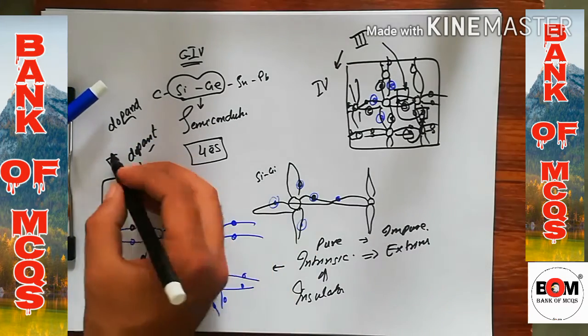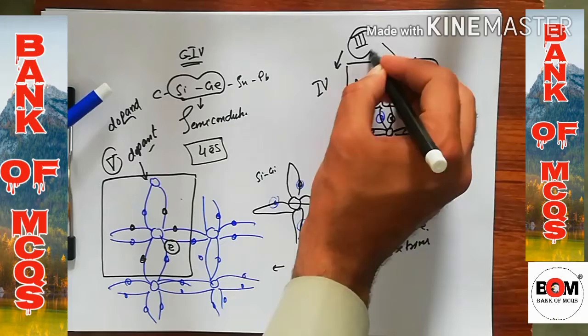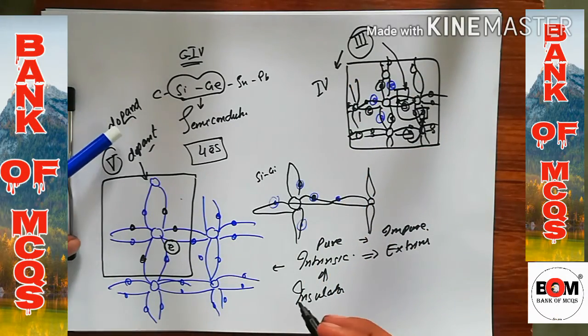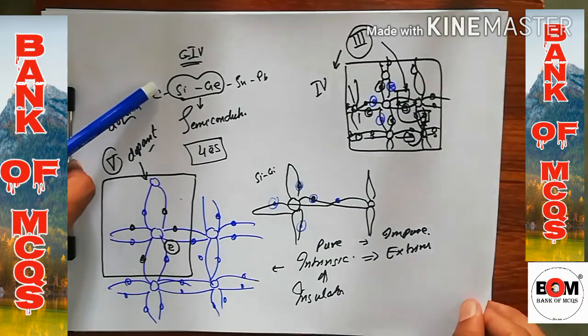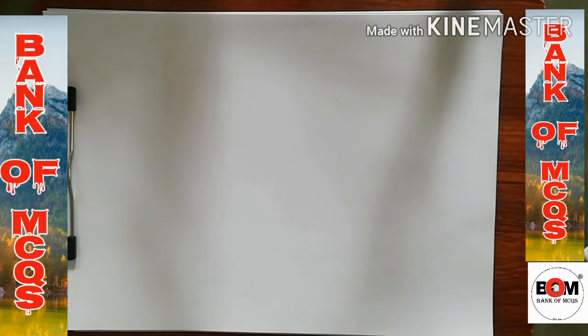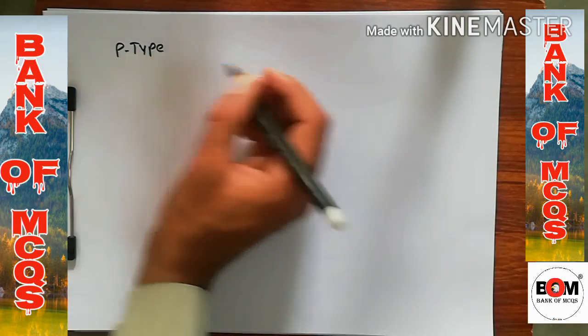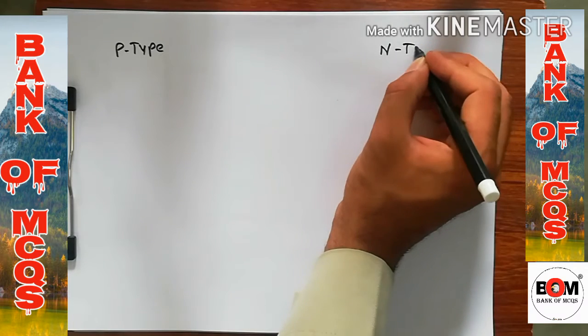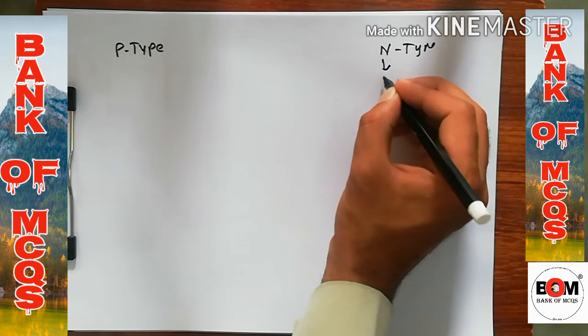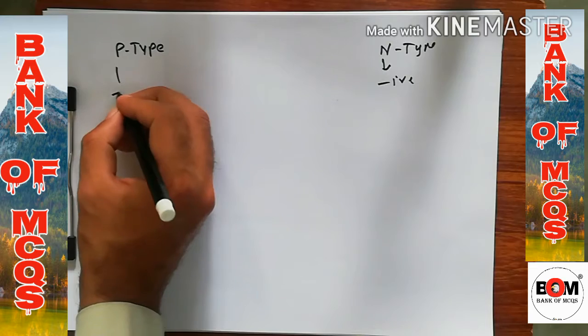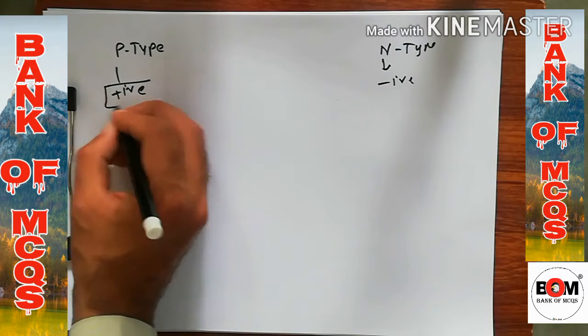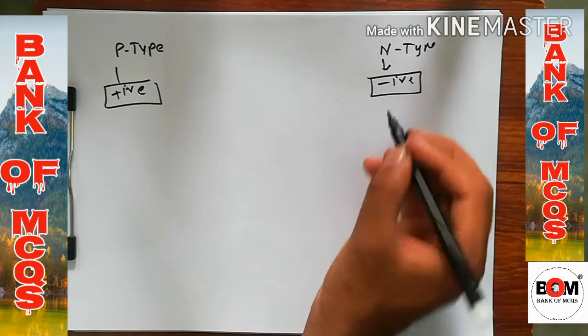Now we can add a group 5 element and a group 3 element to group 4. So there are two types of semiconductors. One is called P type and one is called N type. N means negative, P means positive. Positive means the positive is in majority.